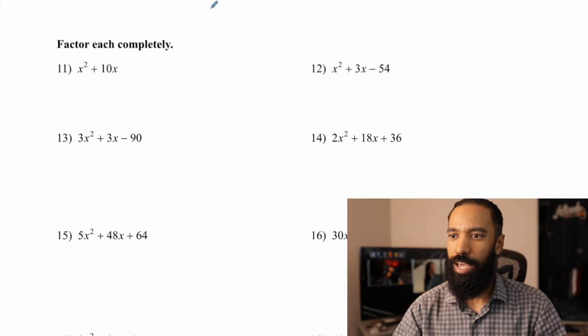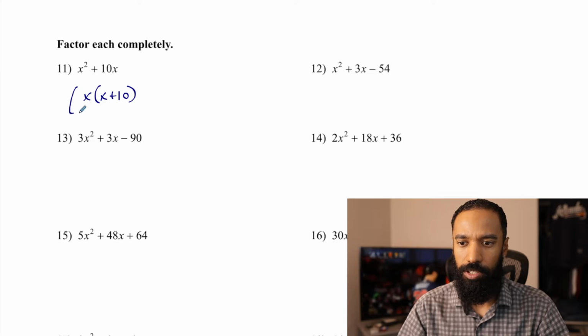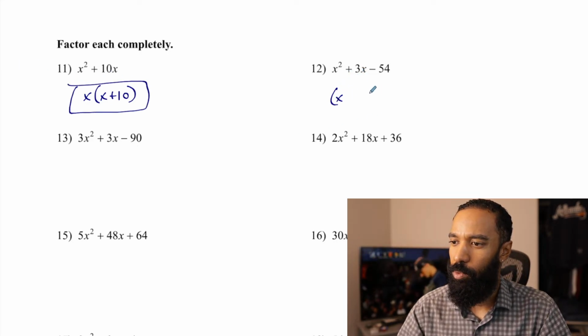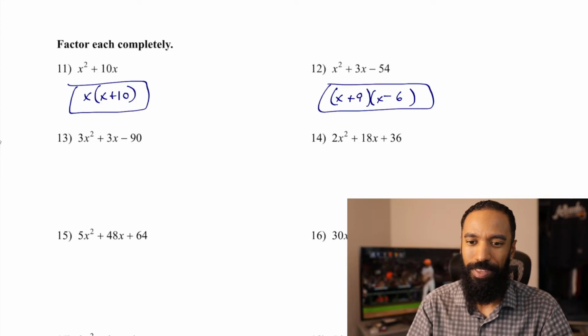Factor each completely. I got a greatest common factor of x here, and I'm left with x plus 10, and that's it. We're not solving that, just factoring there. I'm going to leave the same color for all these. Try to find out what two numbers multiply to negative 54 and add to 3. That's 9 and negative 6. You know what? Maybe I do get it in that time.